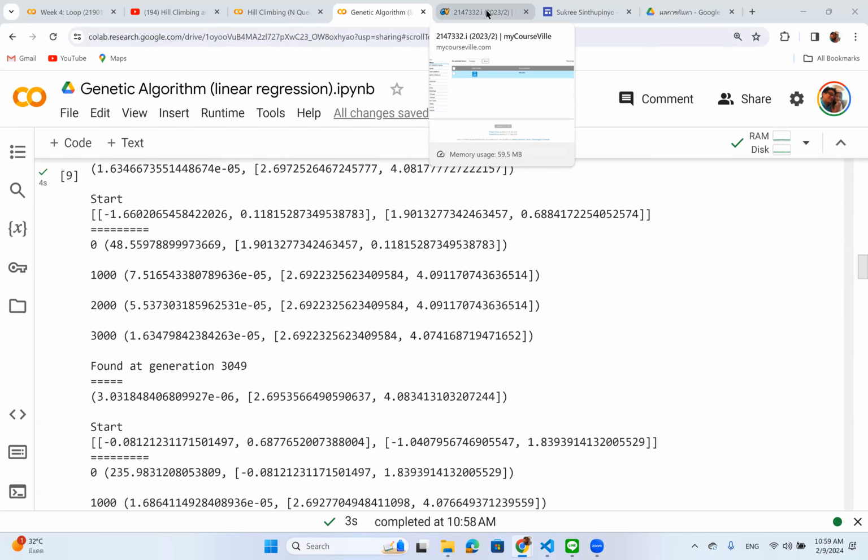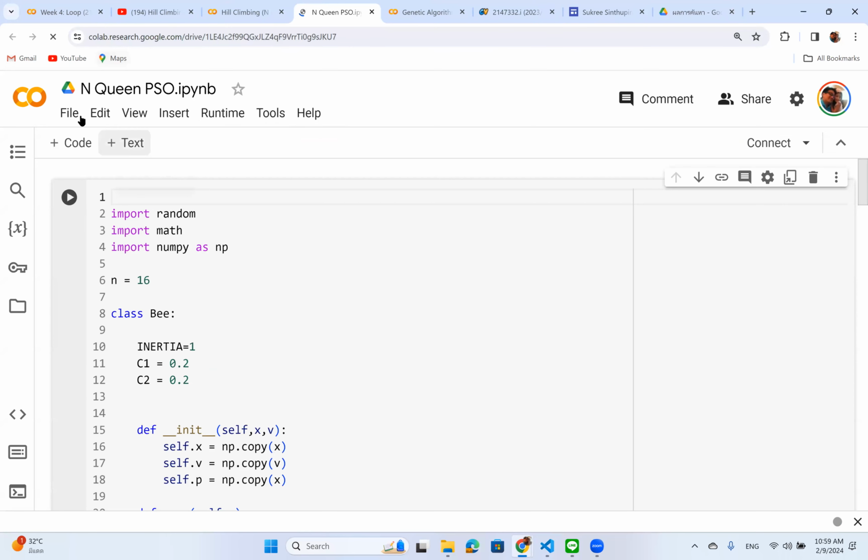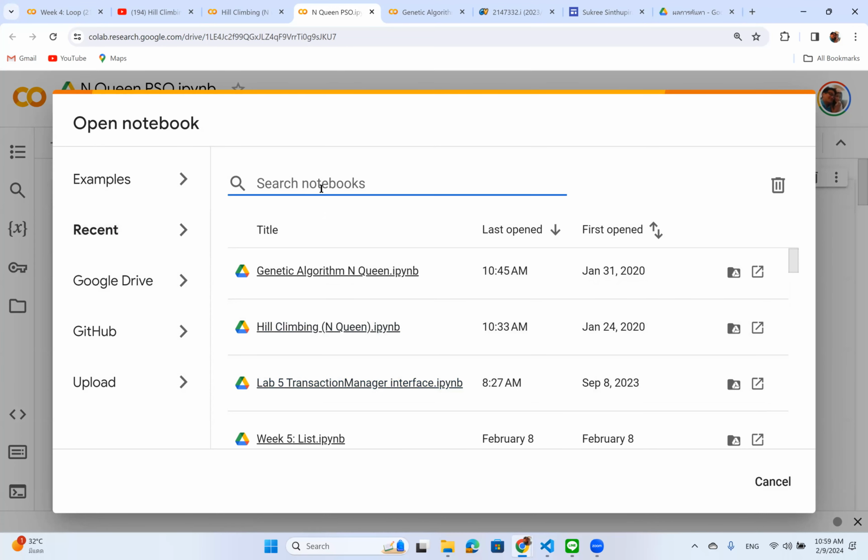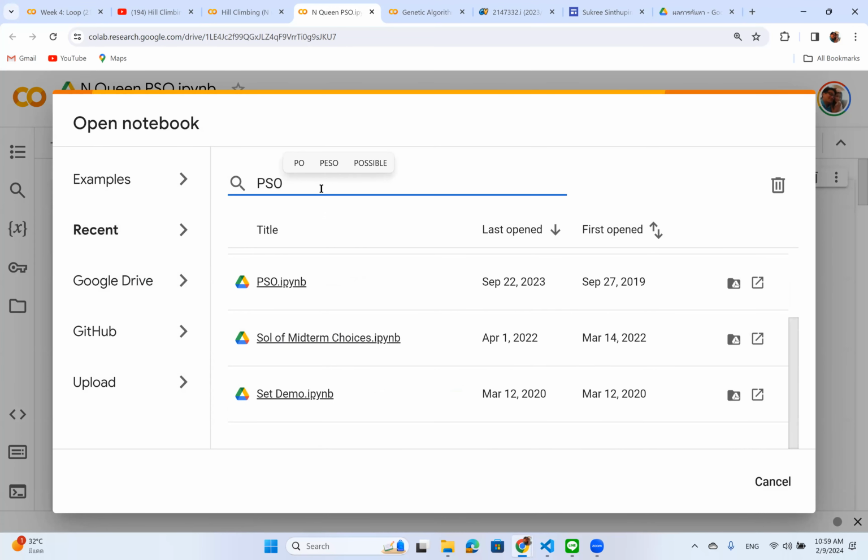Okay, for the next one, it is the particle swarm optimization. So open the notebook here. We look at the general of the particle swarm first.